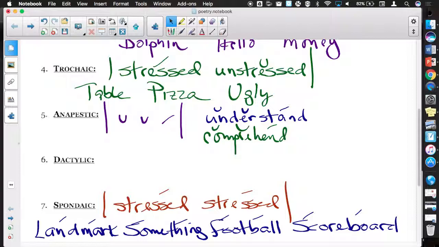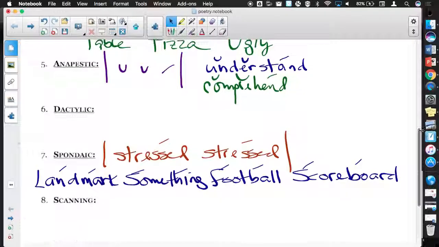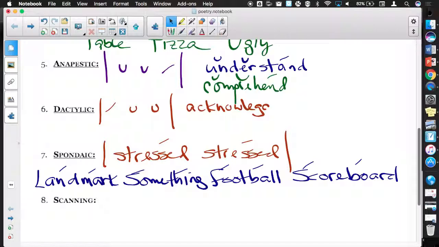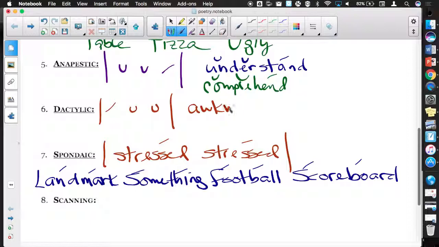Jack was asking about a different word. Dactylic is going to be just a flip of anapestic, so you are going to go stressed and then unstressed, unstressed. So you said acknowledge was your example. So, acknowledge. At the zoo, they had a buffalo.